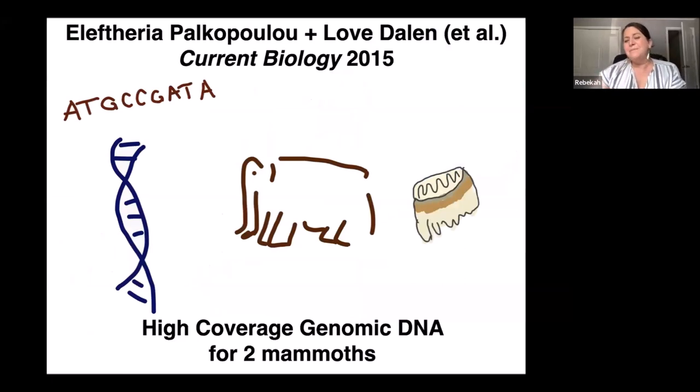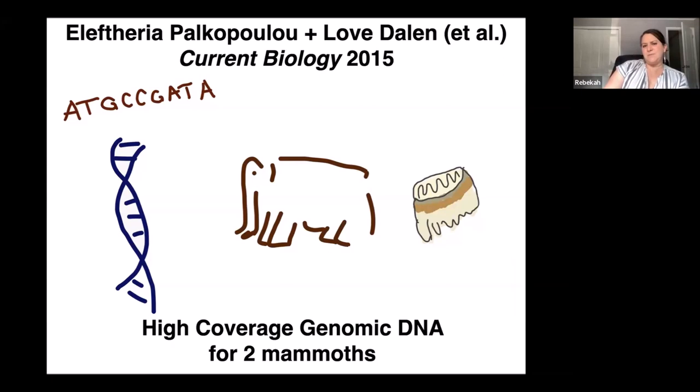All right. So I really became an evolutionary geneticist because I was interested in these concepts of how you get brand new genes and more abstract questions about how evolution operates. But when I was a postdoc in Monty Slatkin's lab, there was a paper published from Ella Pacopolo and Lova Dahlin at the Swedish Museum of Natural History, where they published high coverage genome sequences with short read genetic data for two different woolly mammoth specimens. The amount of sequence data that they got was almost equivalent to what you would get from fresh DNA. The quality of that was a little more difficult to manage, but they had very high coverage genomes.